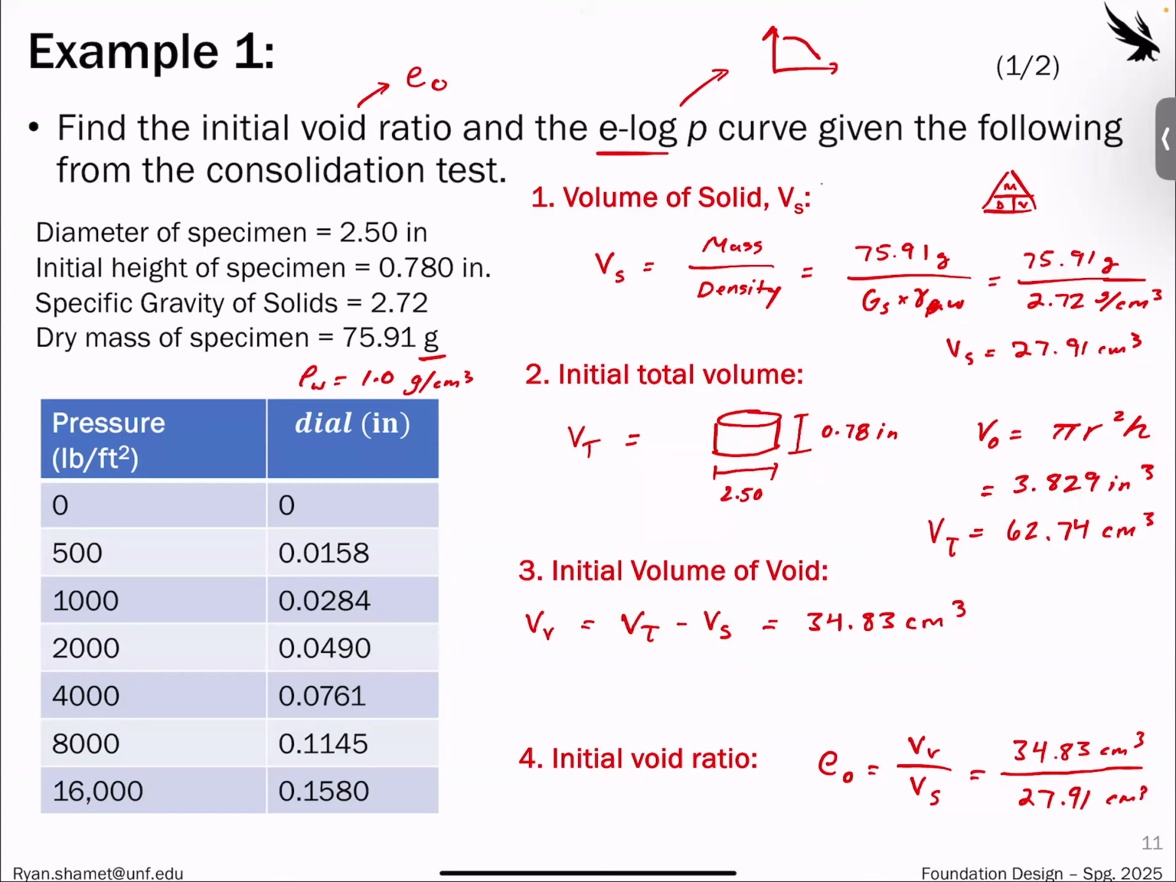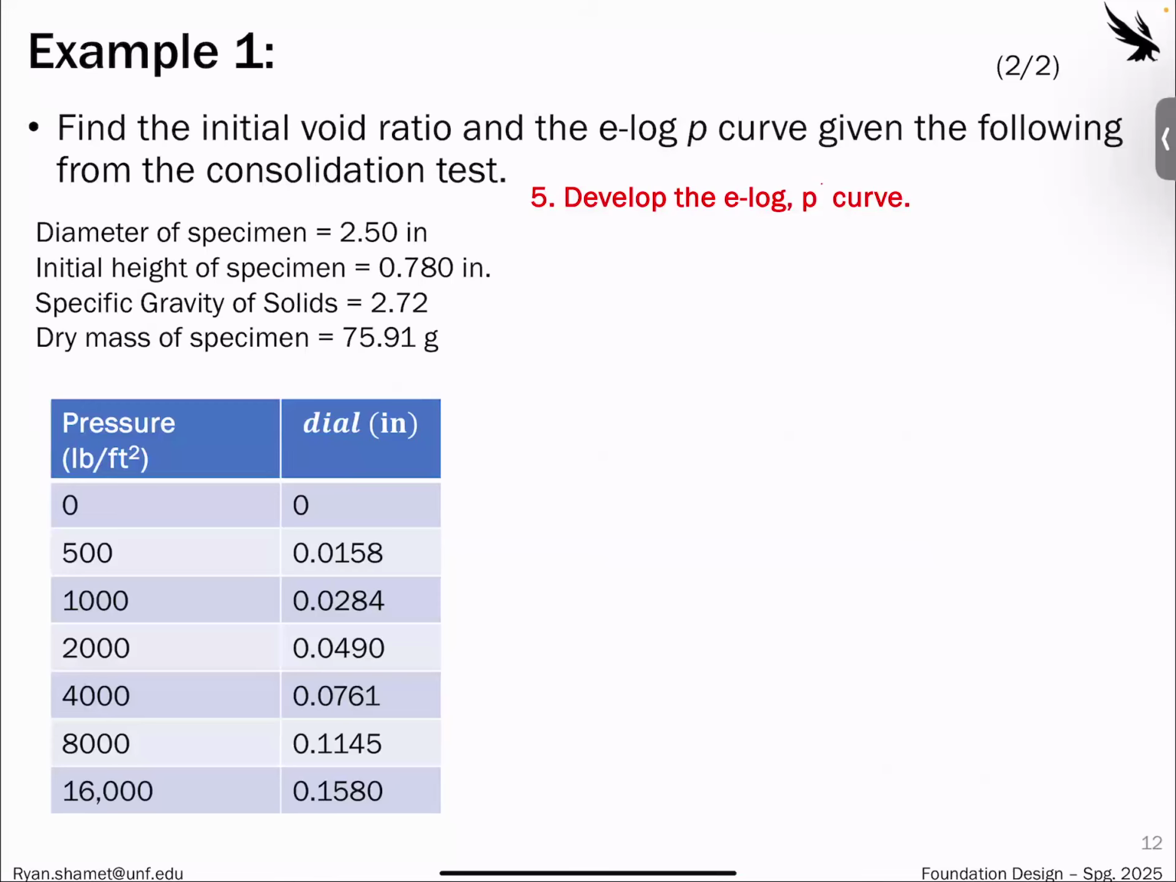Okay, so that gives us an initial void ratio of 1.248. And remember, this number is really important because this is what we're basing all of our curve off of, this initial point of 1.248. So now let's develop this e-log-p curve.